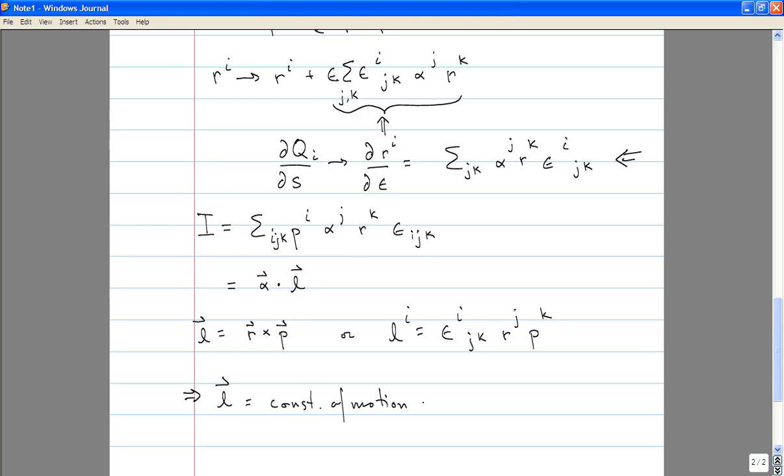And of course, I don't even need to put quotes around it. This constant of motion is known as the angular momentum.